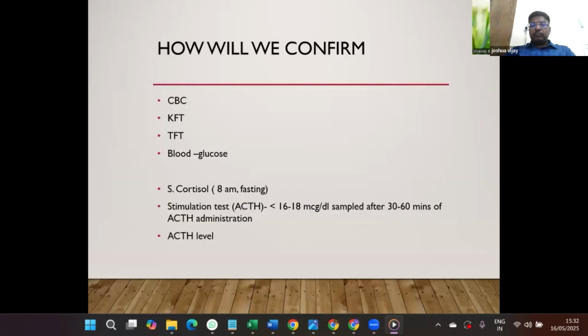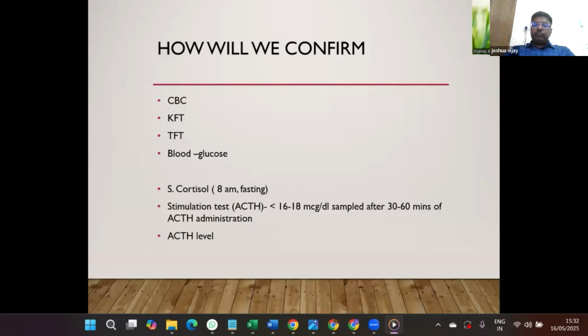So how can we confirm this? We can do the general tests like CBC, KFT, TFT, blood glucose, and fasting 8 a.m. cortisol. If it is low, then it confirms your diagnosis. But if it is not low or is intermediate, then we can do the stimulation test with ACTH.